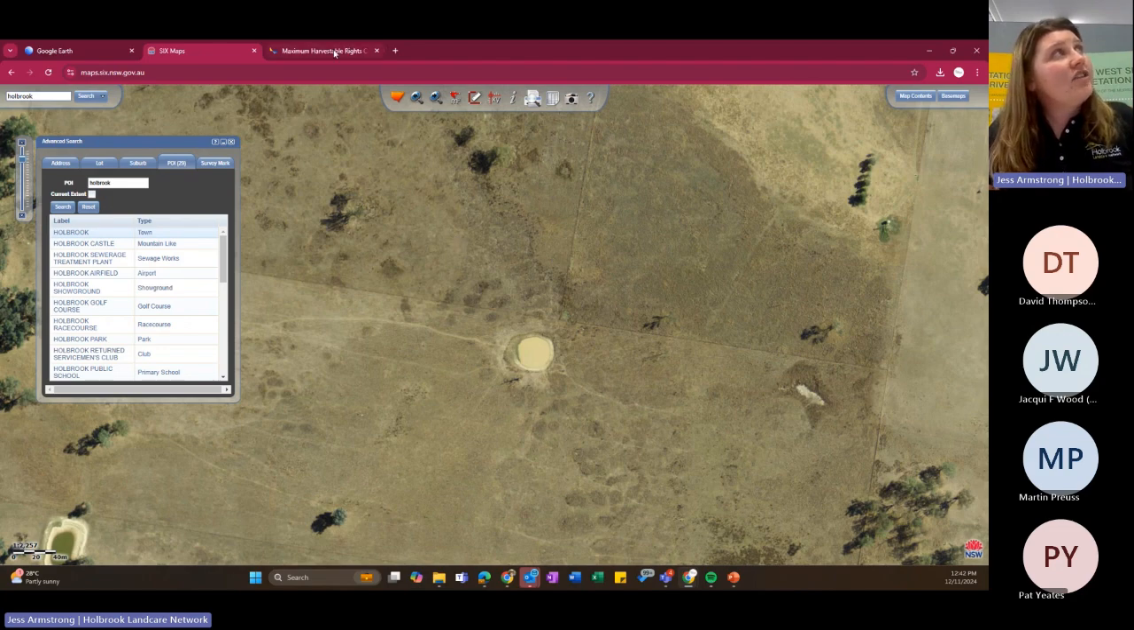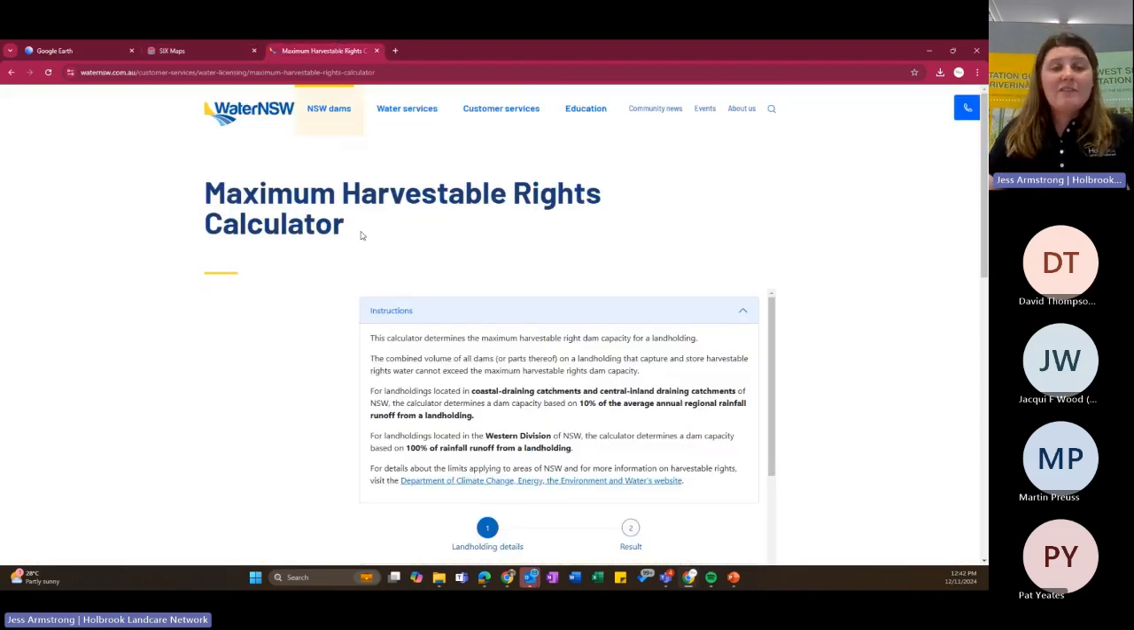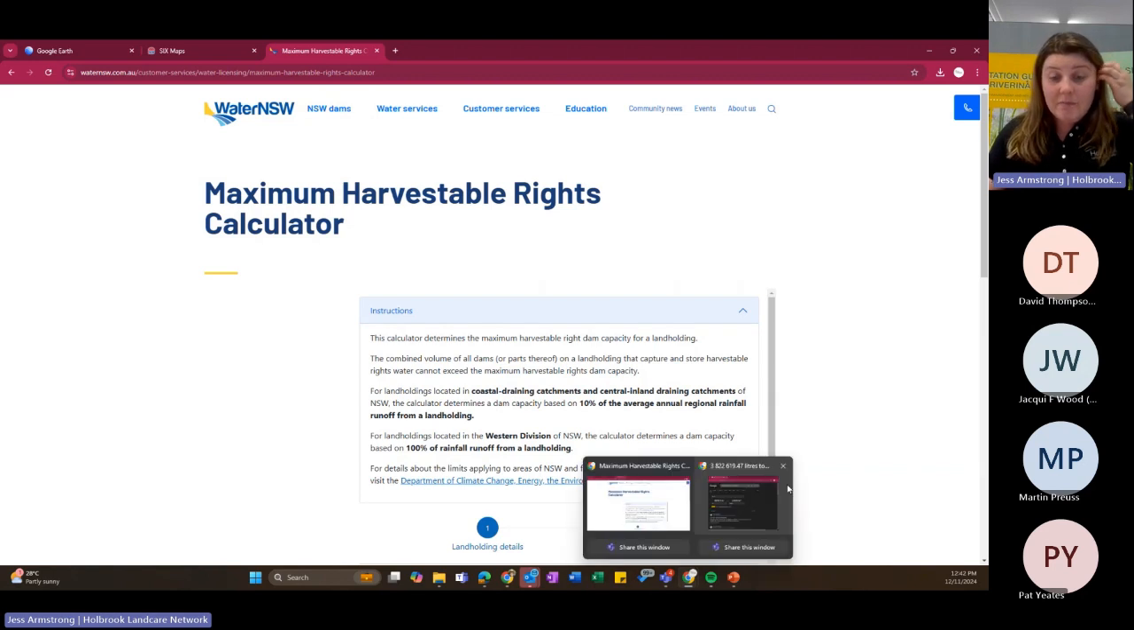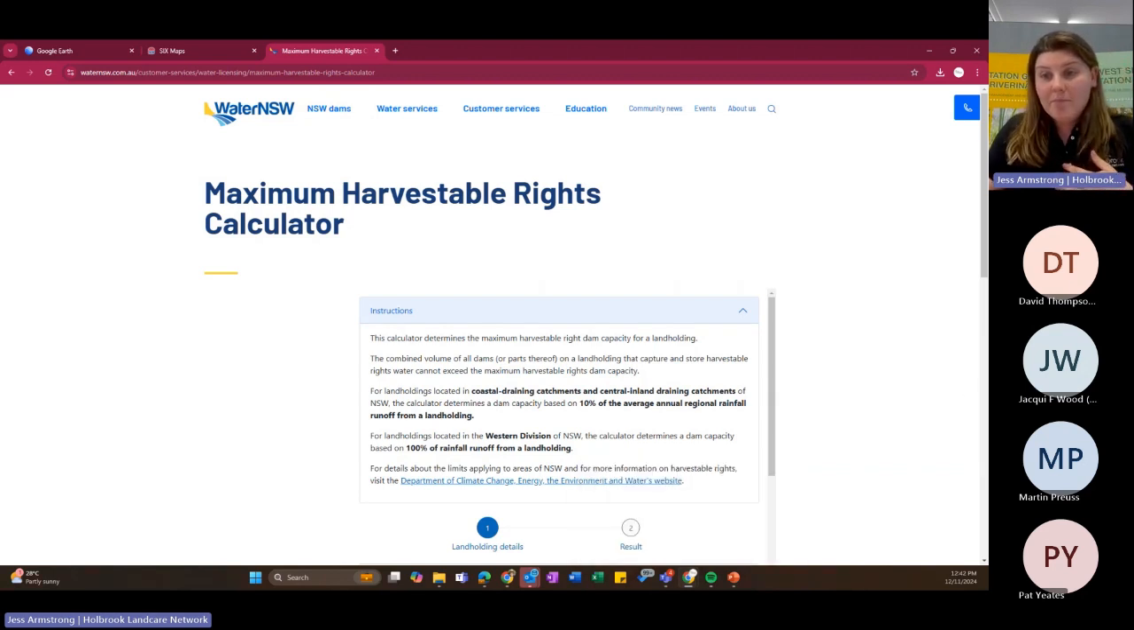The other one, the third and final, is the maximum harvestable rights calculator. And it's really good that I've got Pat online. He is from the Natural Resource Access Regulator. And after I demonstrate this tool, Pat's going to jump on and answer a couple of questions about some basic landholder rights and stock and domestic rights.